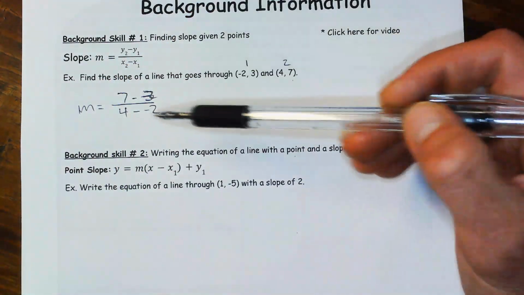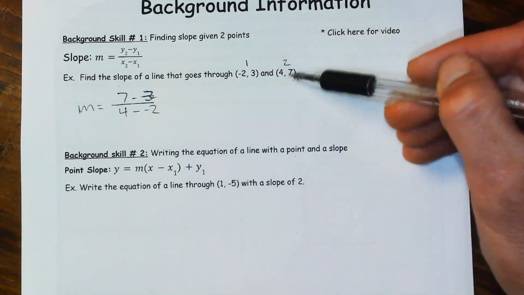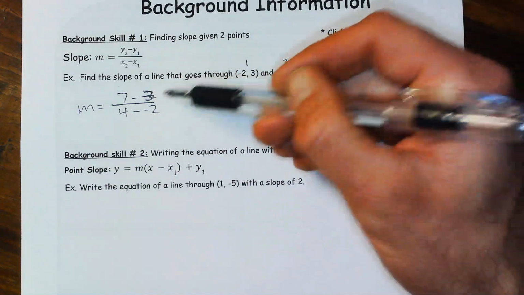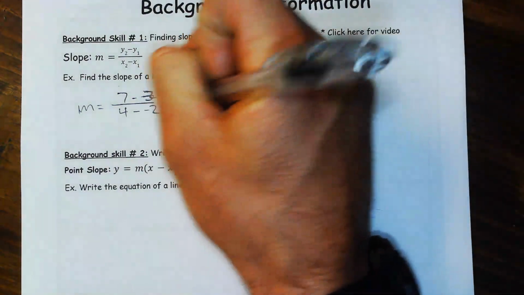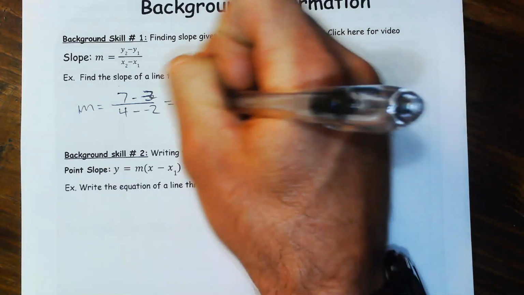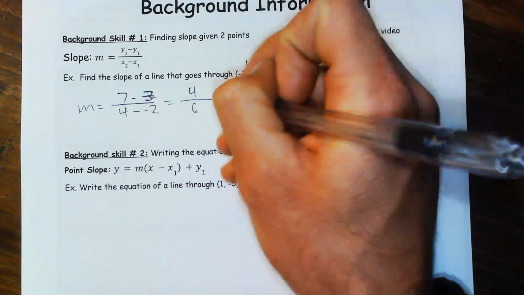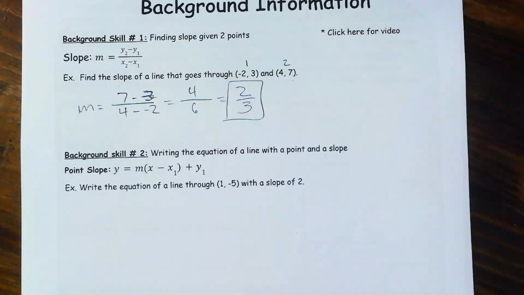So the way that this works is just make sure that the 7 and the 4 are together in an ordered pair. Those two are stacked on top of each other. The 3 and the -2, same thing. From there, I'm just going to do 7 minus 3, which is 4. Minus a negative is like adding, so 4 plus 2 is 6. That would simplify to 2/3, so that would be my slope.